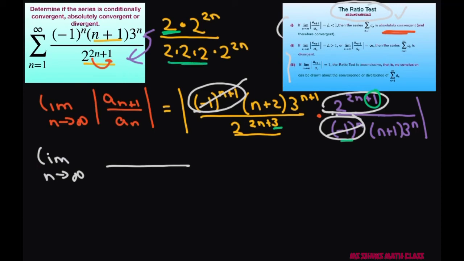Now what happens is these two cancel. This cancels. So 2 times 2 is 4. So that takes care of those, and those were the 2's. All right. We still have the n plus 2 in the numerator. And in the denominator, we still have n plus 1.